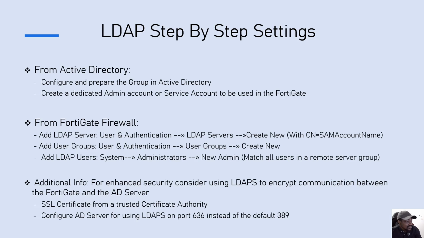So it is recommended that for enhanced security, we should instead use LDAPs so that we can encrypt communication between the FortiGate firewall and the Active Directory server. If you want to configure LDAPs, you need to install a trusted SSL certificate on the FortiGate firewall, and you need to configure the Active Directory server so that it can use LDAPs on port 636 instead of the default LDAP on port 389.